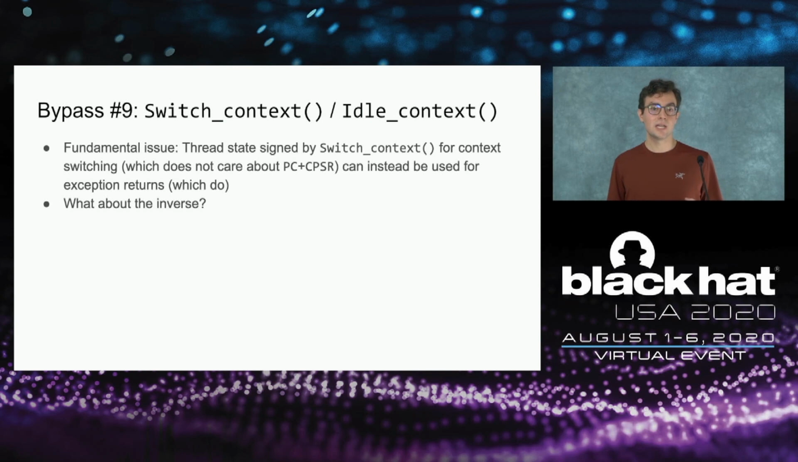So this gives us a more fundamental lens on what is happening in this bypass, which is that thread states signed by switch context for context switching, and remember, context switching does not care about PC and CPSR, can instead be used for exception returns, which do care about PC and CPSR. So this is cool, but it also begs the obvious question, which is, what about the inverse? Can thread states signed for use by exception return instead be used for switch context?